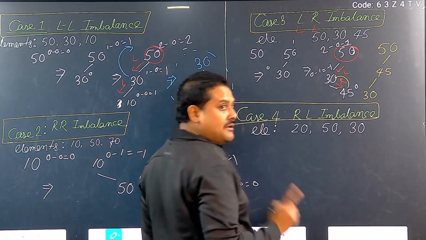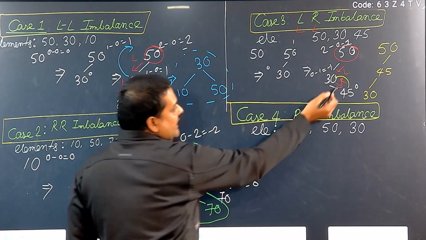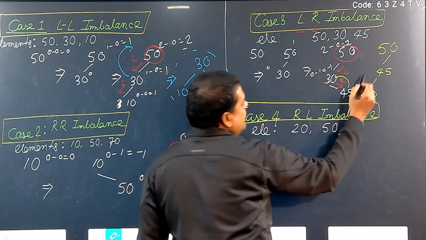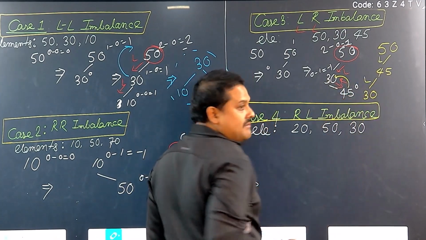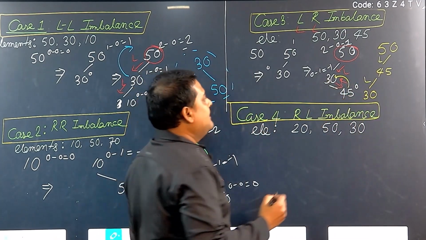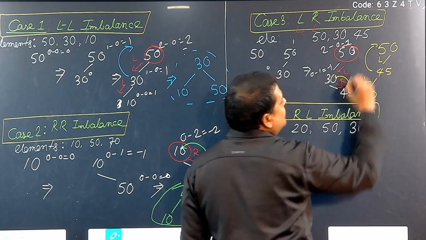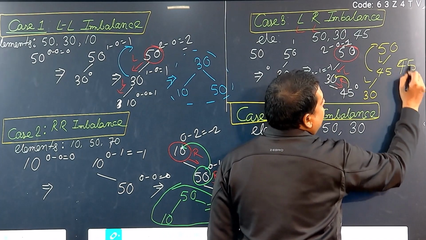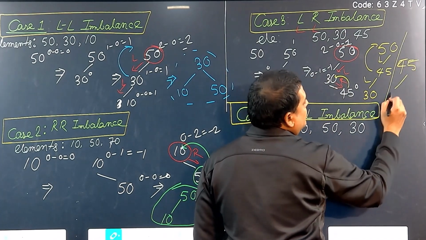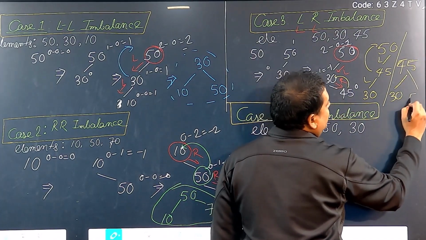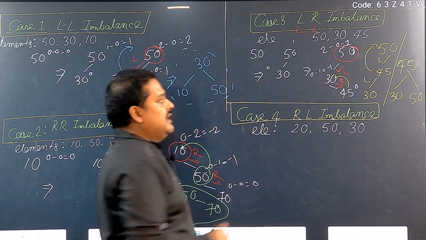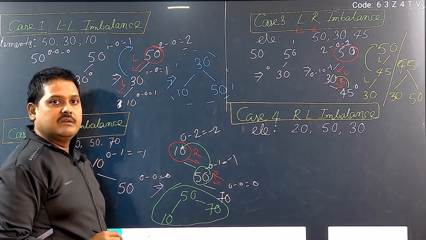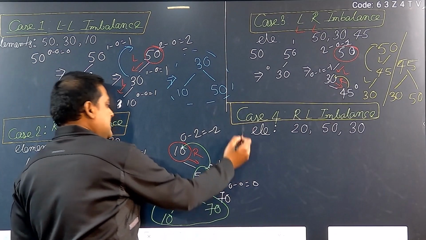So, this is one rotation, then another rotation is required. Now, the problem is a left left imbalance problem. For left left imbalance we will move this element here. So, 45 will be up, then 30 will be here and 50 will be here. Now, this way we have balanced the tree.